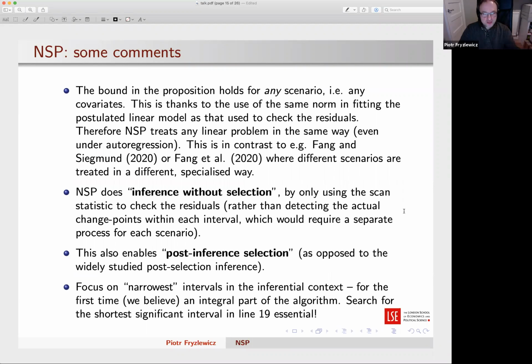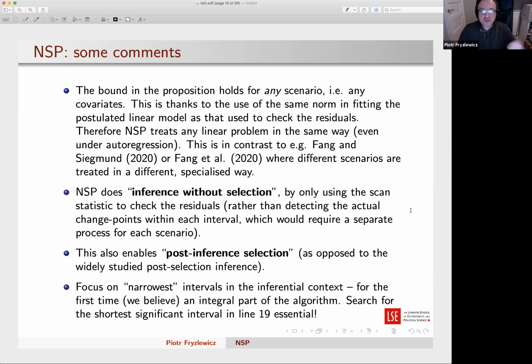As I said, there are those headlines of inference without selection, if you like, because I have those intervals where I don't tell you where the change points are within them. And this also enables post-inference selection. You can take your change point detector and detect change points within these intervals, and they'll be automatically significant. You don't need to worry about significance because they are within the significant regions. So this kind of turns the whole machinery of post-selection inference on its head, and essentially makes it redundant.